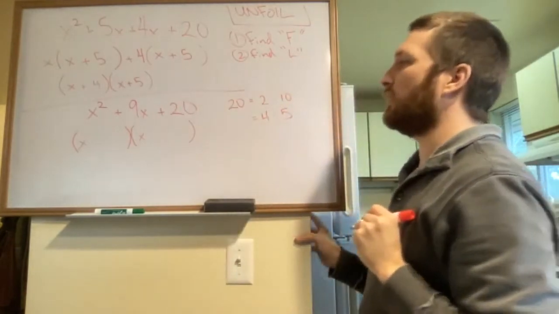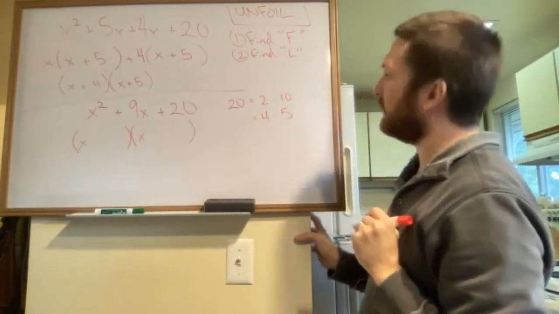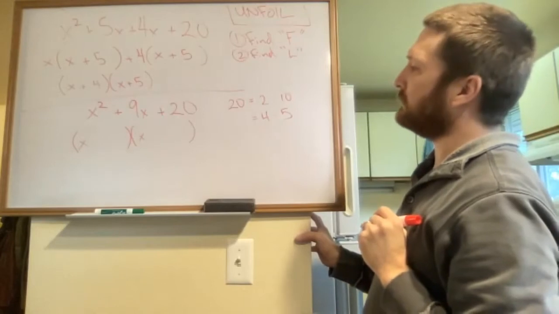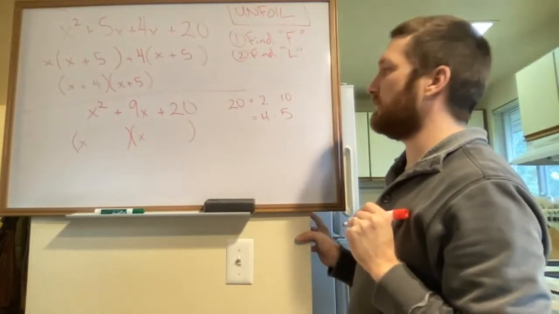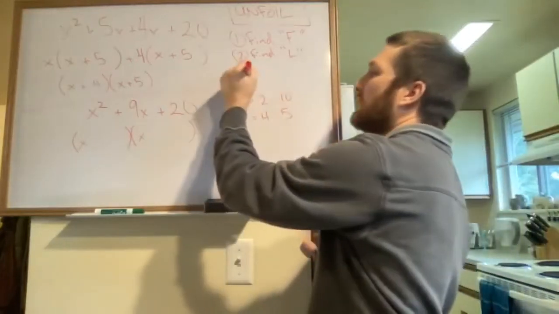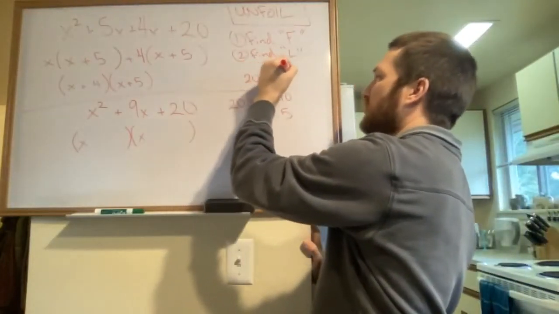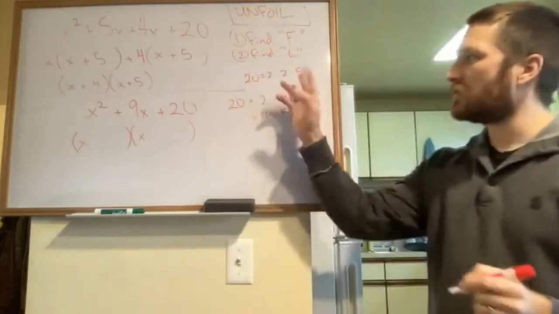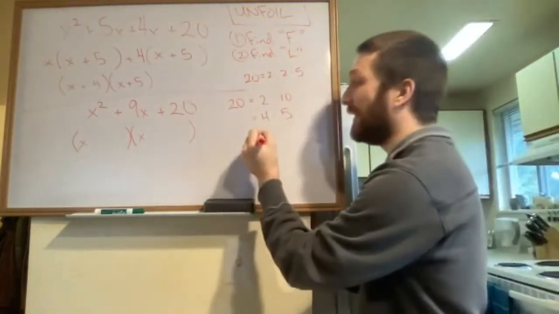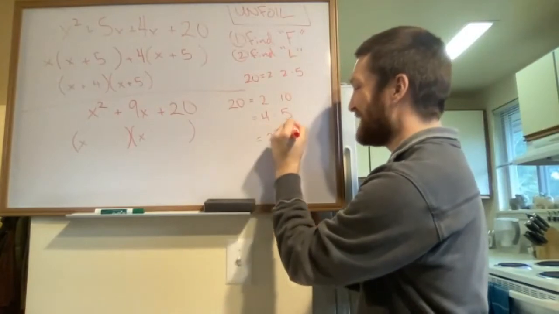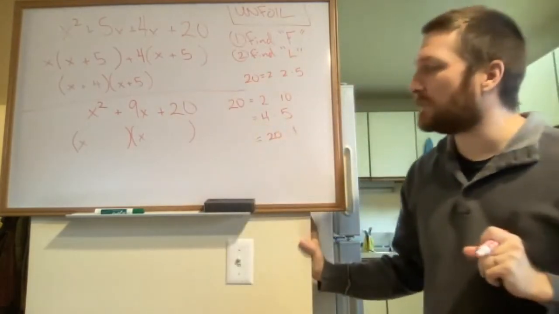Okay, what's another way I could write 20? Is there another way I could write 20? I don't think so, because that's 2 and 5. No, that's it, because 20 is equal to 2 times 5. Oh, 1 and 20. Okay, that's another way we could do it.